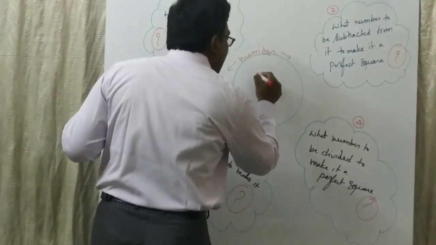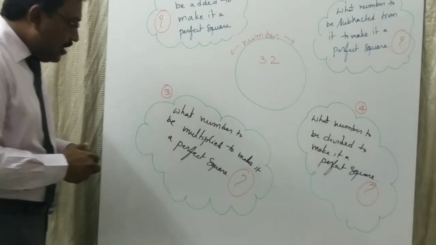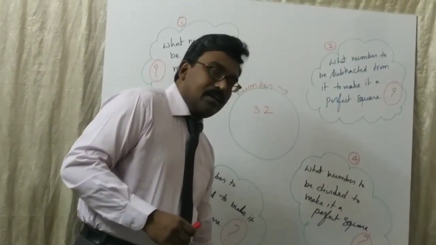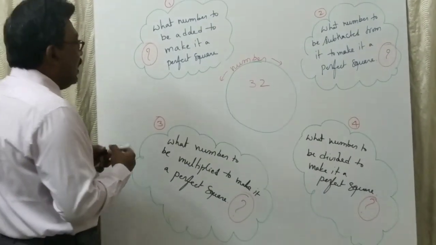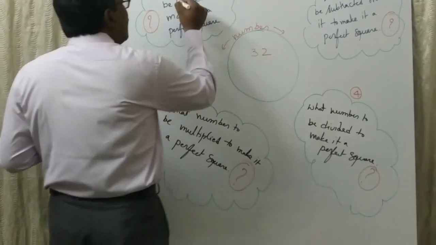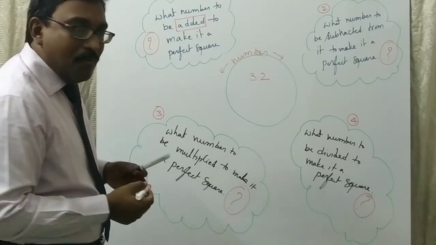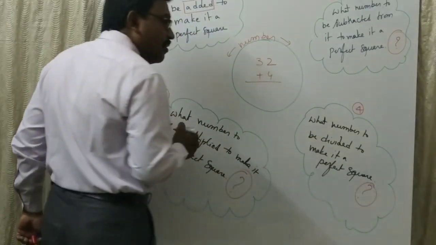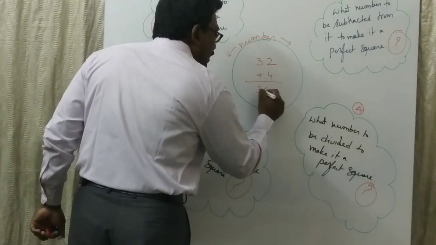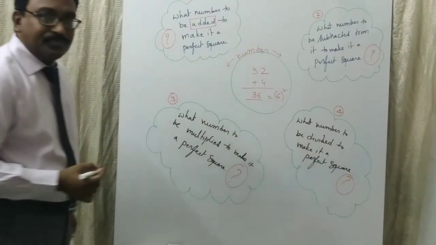Suppose a number 32 is there. Is 32 a perfect square? No. So, what number should be added to this to make it a perfect square? It's very easy. Suppose plus 4. 32 plus 4 is 36, which is equal to 6 square.